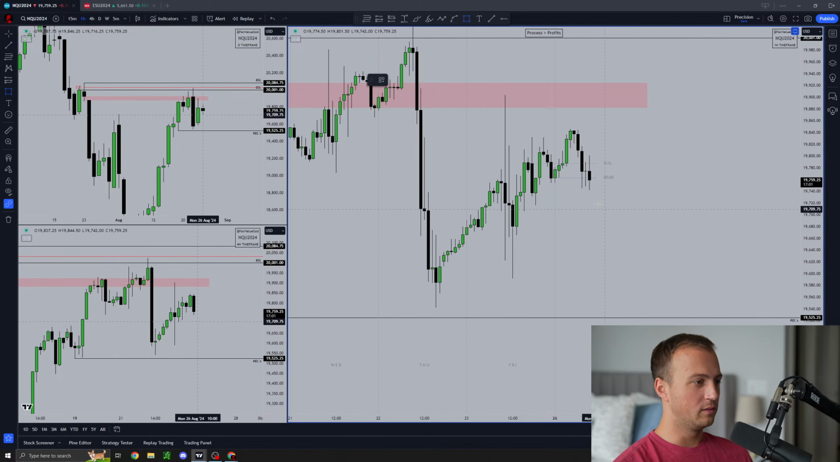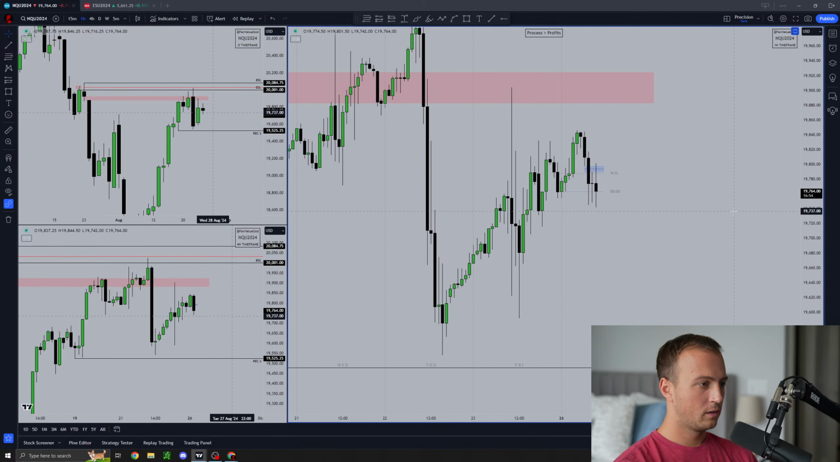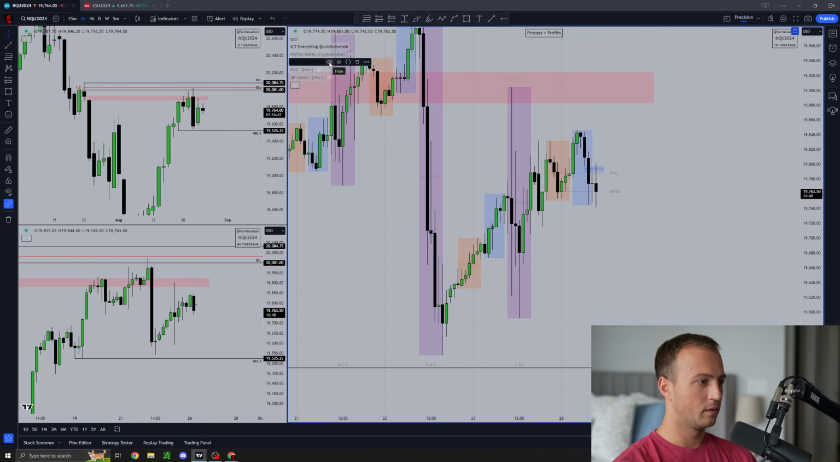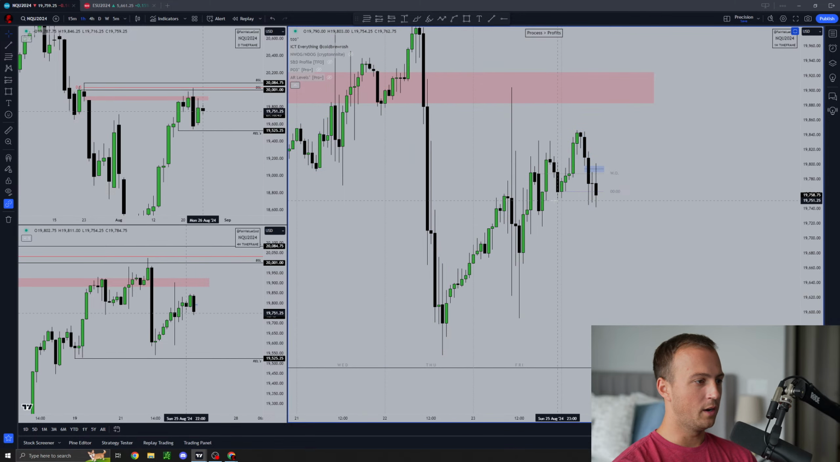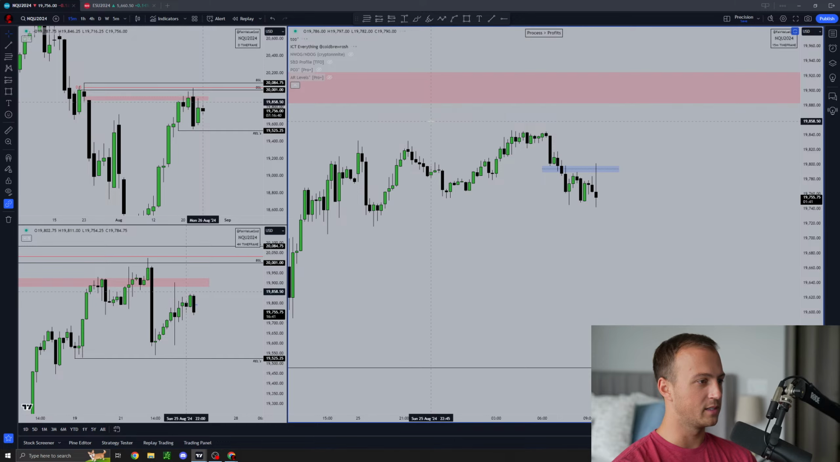I'm kind of just watching for now, at least on the hourly chart. You have this little imbalance here. You can see how we've swept Asia low. And we're kind of just chopping on top of the midnight open price, or around it.